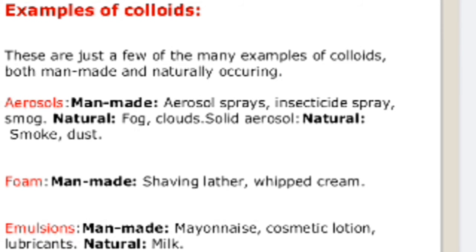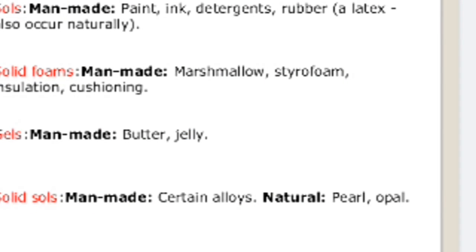Next. Examples for emulsions. Man-made are mayonnaise, cosmetic lotion, lubricants. Natural emulsion is milk. Here it is sol. Man-made sols are paint, ink, detergents, rubber. Solid foam, man-made: marshmallow, styrofoam, insulation. Natural: cork cells. Gels, man-made: jellies, butter, jelly. Solid sol, man-made is certain alloys, natural is pearl, opal.